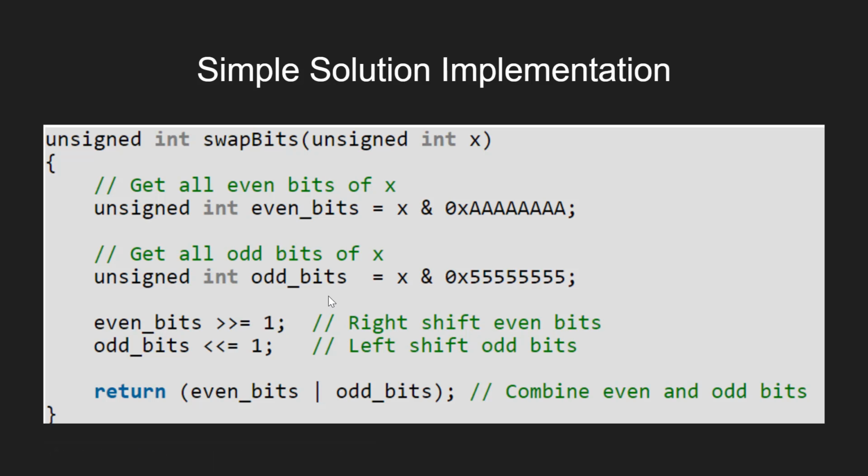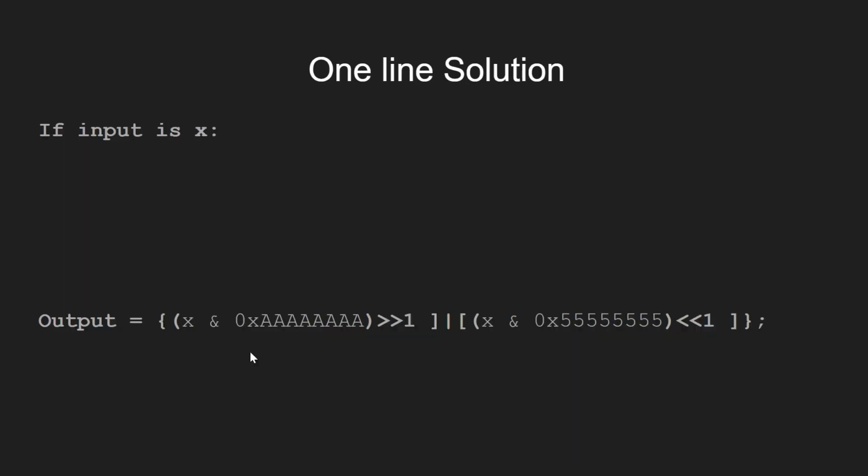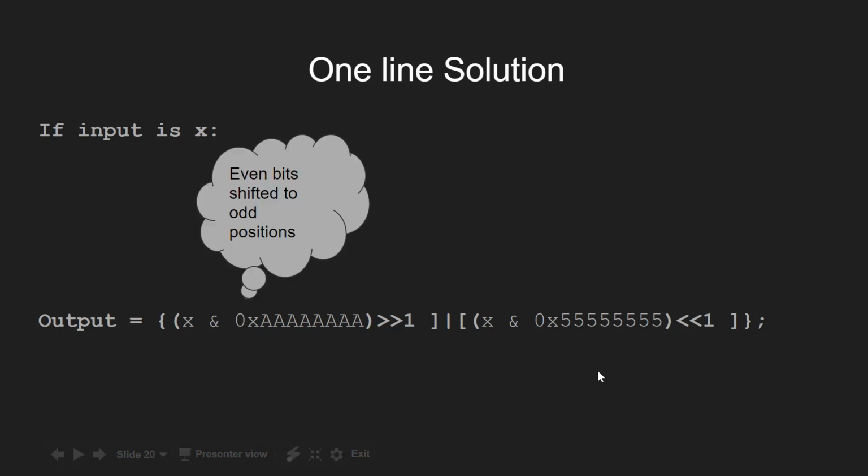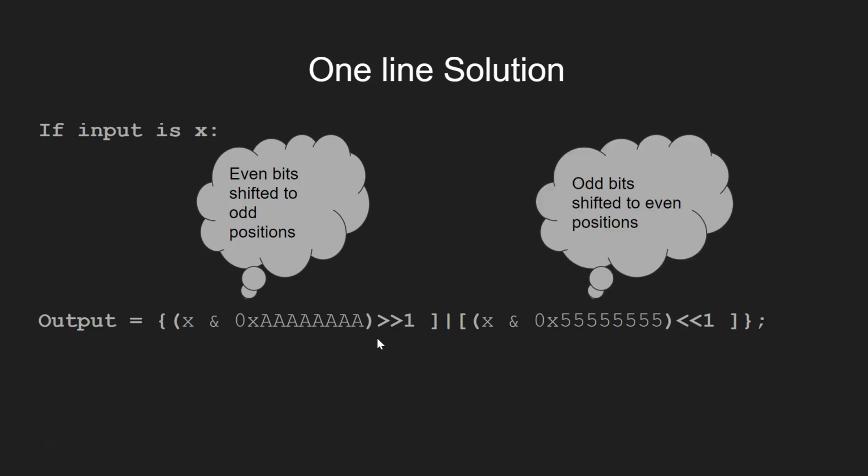Now, what we do is we right shift the even bits variable by 1 and left shift the odd bits variable by 1 to interchange their positions. At last, we combine the even and odd bit integers by performing the bitwise OR operation between them to get the desired output. Moreover, if we are asked to show the answer in one line, then we can have something like this. Here, the first term contains the even bits that have been shifted to the odd positions, and the second term has the odd bits that have been shifted to the even positions to calculate the final output.